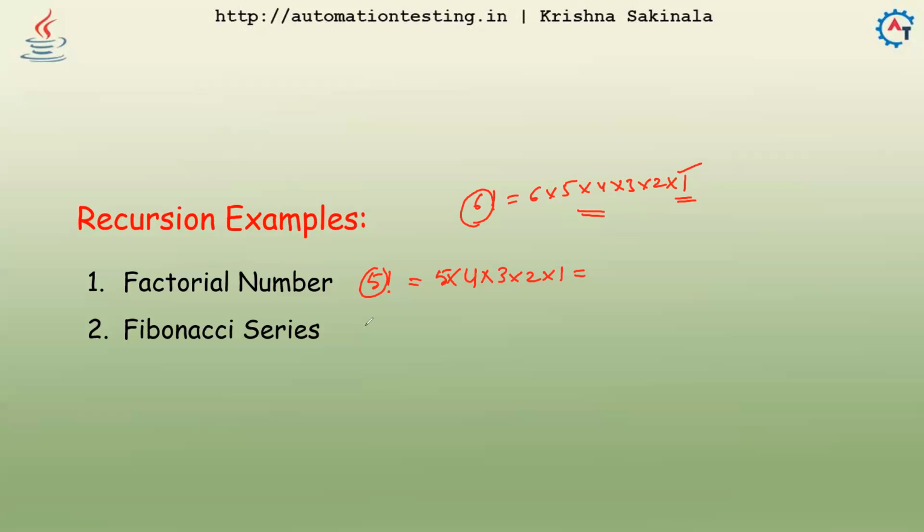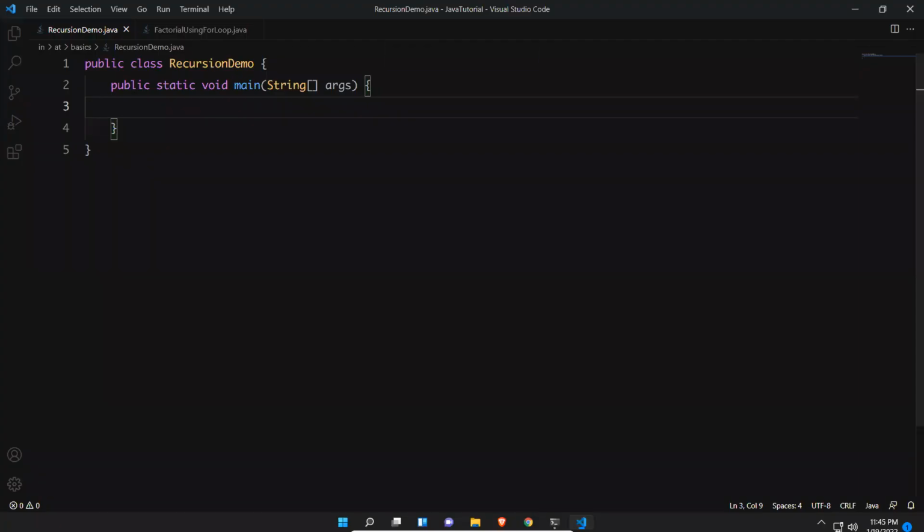Fibonacci series means 1, 1, 2, 3, 5, 8, 13, something like that. This is called the Fibonacci series. As part of this video, we will see how to print a factorial number using recursion. So let me go to Visual Studio Code. Before that, let me clear this. Here I have created a class called RecursionDemo.